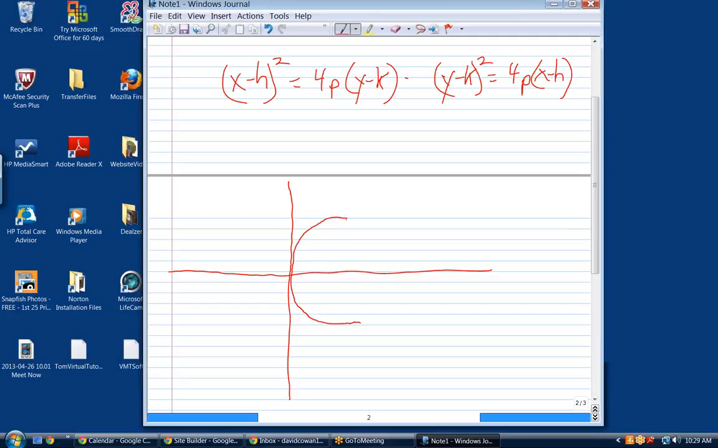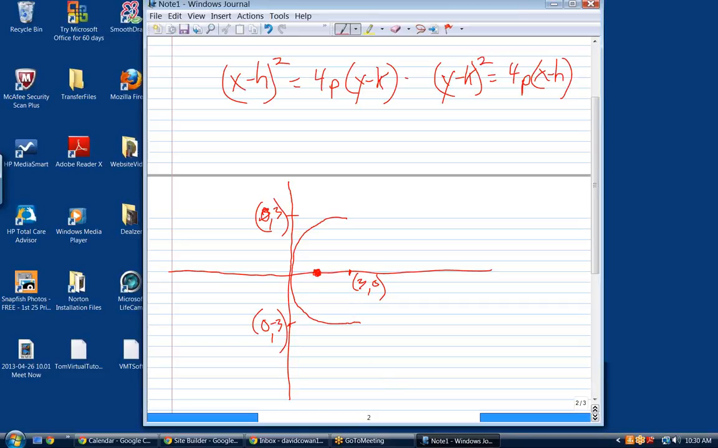Okay, so the depth is 3. So this point here is 3 comma 0. And this has got to be the height, so that's got to be 0 comma 3. And this has got to be 0 comma minus 3. And they want to know where the focus of this thing is. In other words, where should the light source be placed to produce a parallel beam of light?